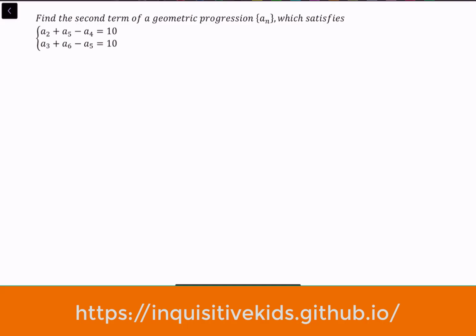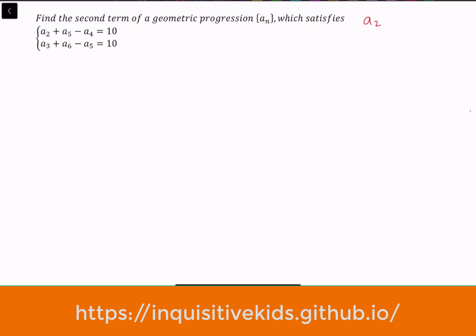Find the second term of the geometric progression a sub n, which satisfies these two equations. So the second term would be represented as a sub 2. We're trying to find its value. Let's try to represent all terms in terms of the first term.